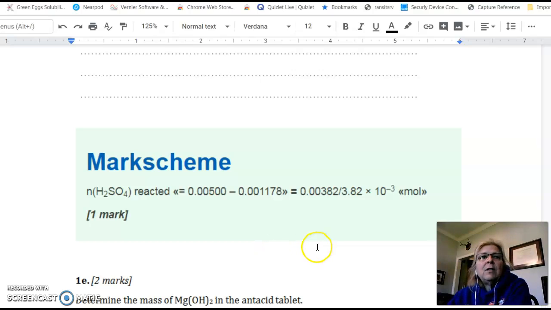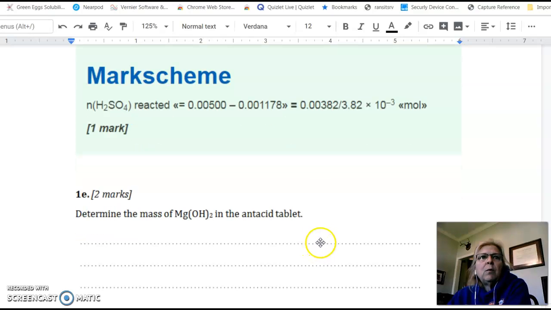Now, our next question follows from this one, and that is that if we know the moles of H2SO4 that reacted with the tablet, that's this, MgOH, then we also know the moles of the tablet that reacted, because remember, those were in a 1-to-1 ratio. All right, if you know the moles of the tablet, can you find the grams? I'll let you fill that part in on your Edpuzzle next.